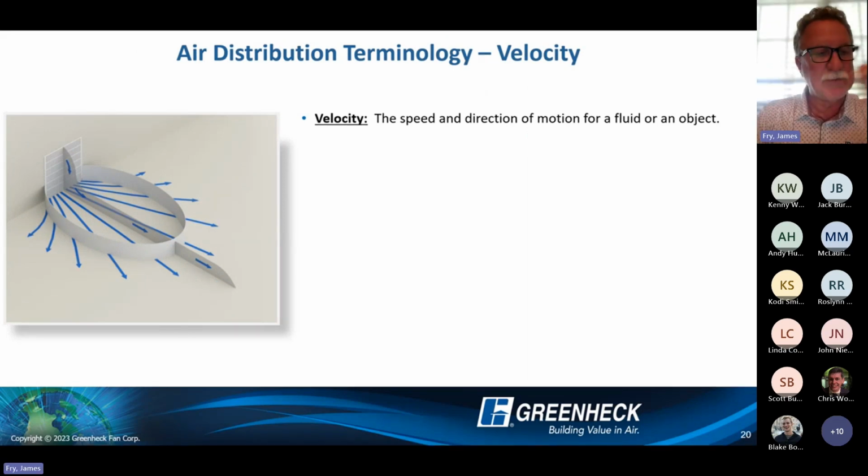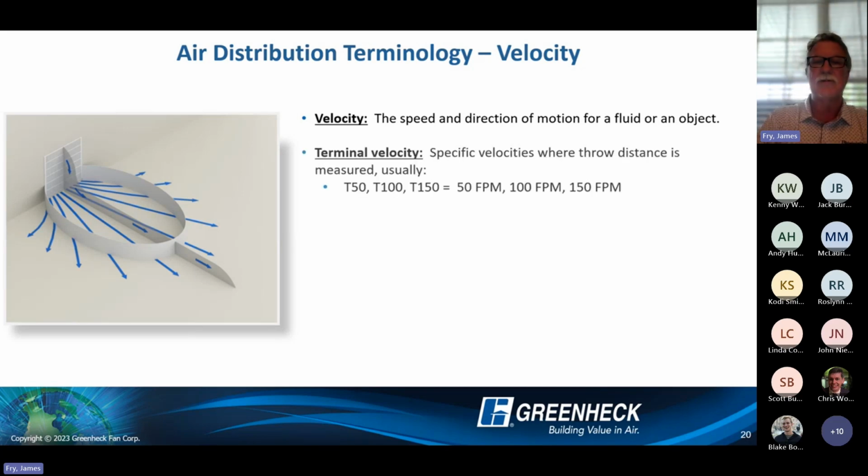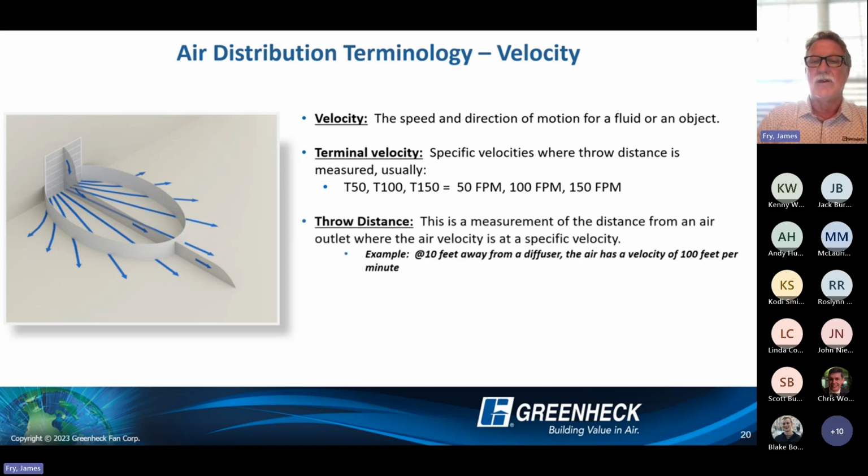Some terminology that you should be familiar with as you look at our selection tables: velocity. Velocity is the speed and direction of motion of a fluid or an object. We catalog our data at terminal velocities of T50, T100, and T150. That's 50 feet per minute, 100 feet per minute, and 150 feet per minute. A typical example: say 10 feet away from a diffuser, the air velocity is 100 feet per minute. So we'll show you, in three different factors, how far away you are at those particular set point velocities.